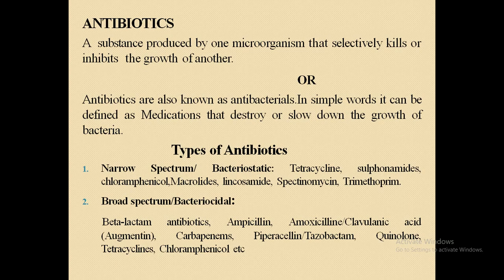Now coming to narrow spectrum antibiotics, which I have already mentioned, here are a few names of certain groups. Let's suppose tetracycline. Tetracycline is a bacteriostatic agent, so it belongs to narrow spectrum antibiotics. The second one is sulfonamides, the third is chloramphenicol, the fourth is macrolides, and lincosamides, spectinomycin and trimethoprim. These are the groups which belong to narrow spectrum antibiotics.